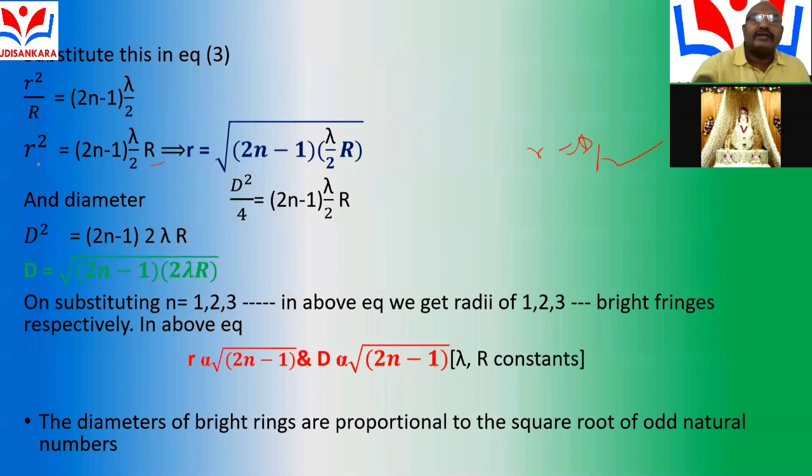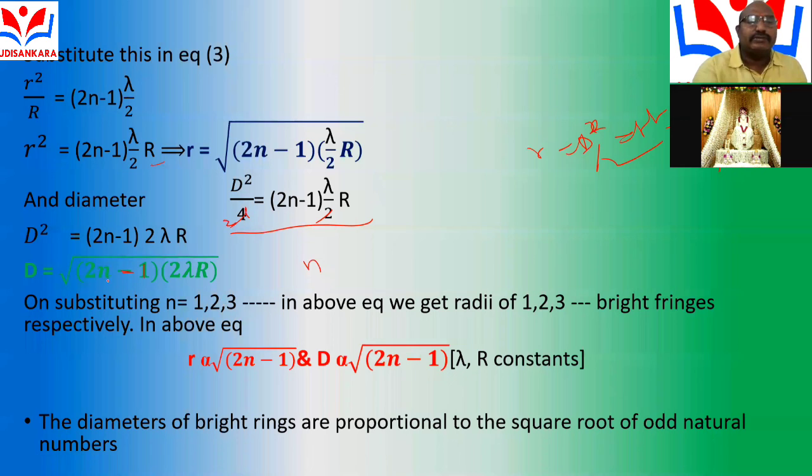Then r square is called D square by 4. That is, r square is equal to D square by 4. And D square by 4 is equal to 2n minus 1 lambda R by 2. So D square is equal to 2n minus 1 into 2 lambda R. So that is the equation where D is equal to the square root of 2n minus 1 into 2 lambda R. Here n is equal to 1, 2, 3 and so on for substitution.